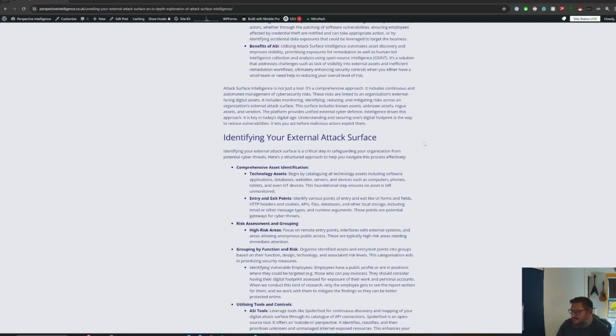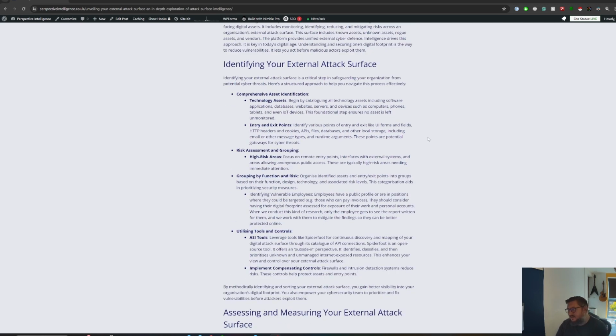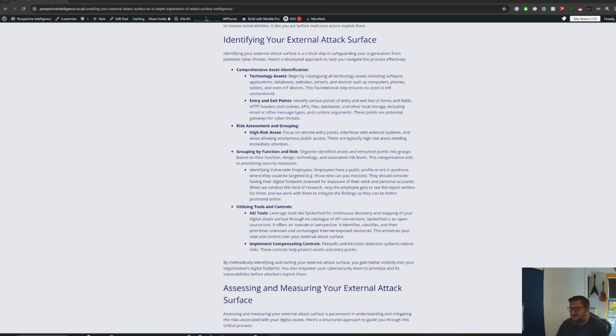So when we talk about doing that piece and identifying the whole external attack surface, we're looking for your technology assets. We're looking for the entry and exit points. So, if I can find web servers, email servers, VPN endpoints, things like that, those are things that criminals are going to target. They're going to be looking for things that might be vulnerable or that might be misconfigured.